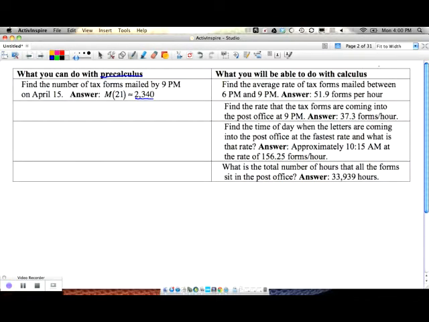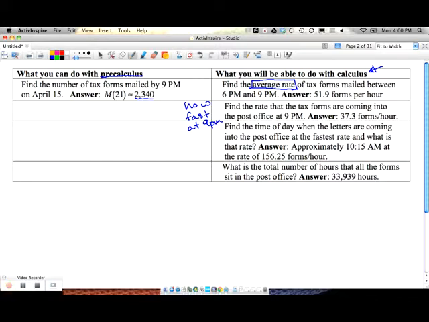But when you're in calculus, once you've learned some calculus and you have some tools in your pocket that you can use, you can look at things like average rate, which you probably already know how to do, but you can get a more specific calculation for that. You can find the rate that tax forms are coming into the post office at 9. So how fast at 9 p.m.?